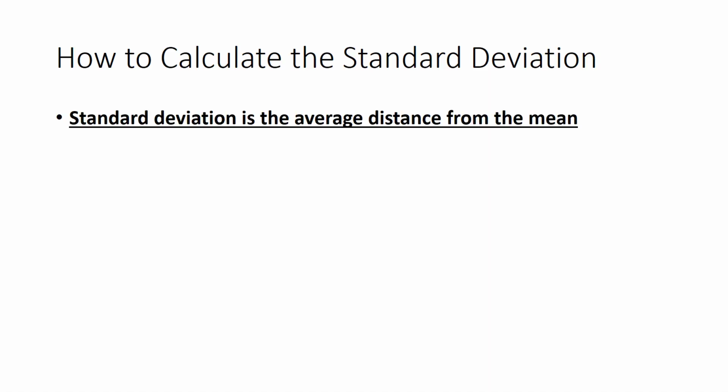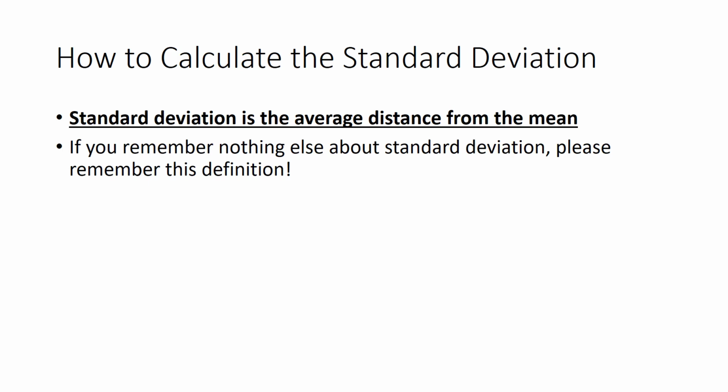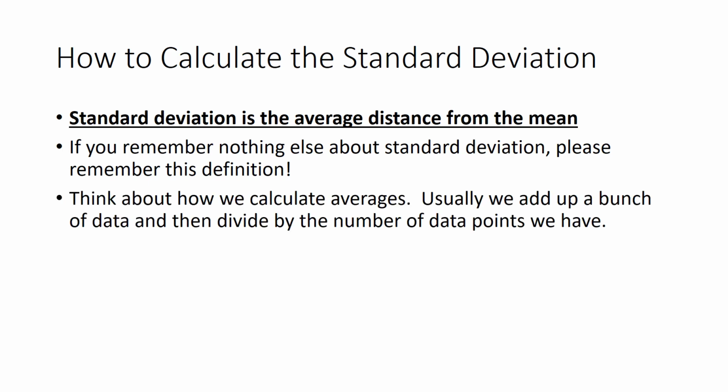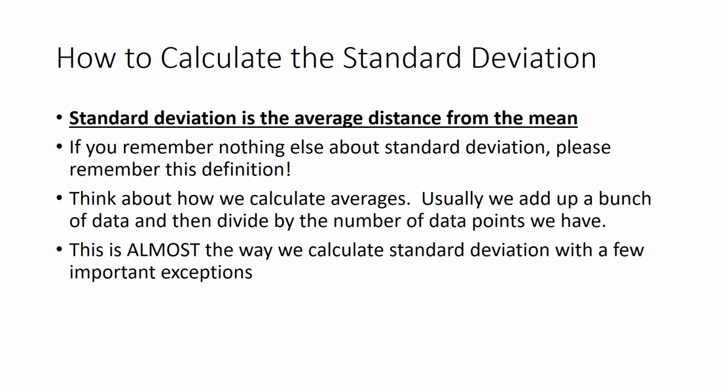So let's talk about standard deviation. Standard deviation is the average distance from the mean, or from the center of the data. If you remember nothing else about the standard deviation, please, please, please remember this definition. So since standard deviation is by definition an average, let's remember, how do we calculate averages? Well, usually what we do is we add up a bunch of numbers, and then we divide by the number of data points we have. And this is almost the same way that we calculate standard deviation, with a few important exceptions.